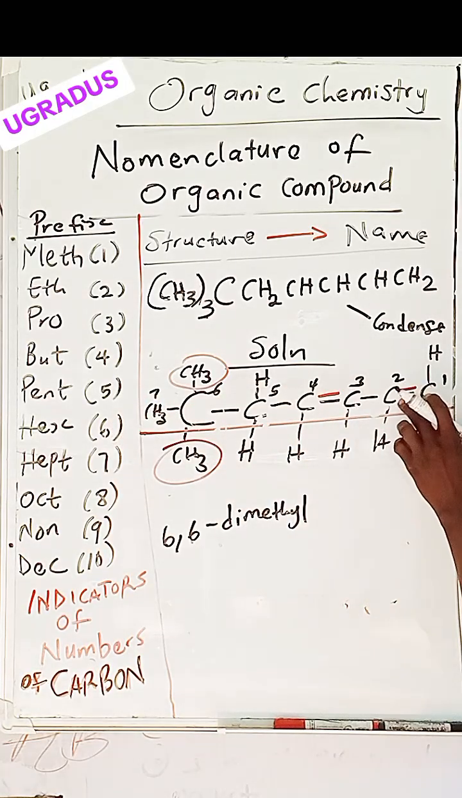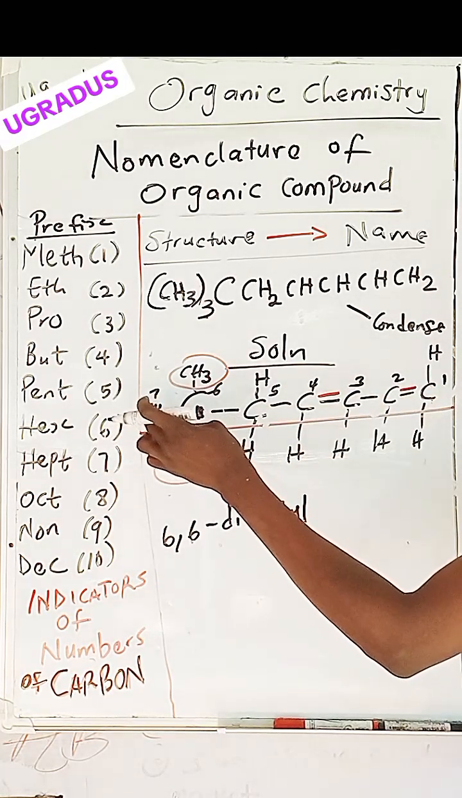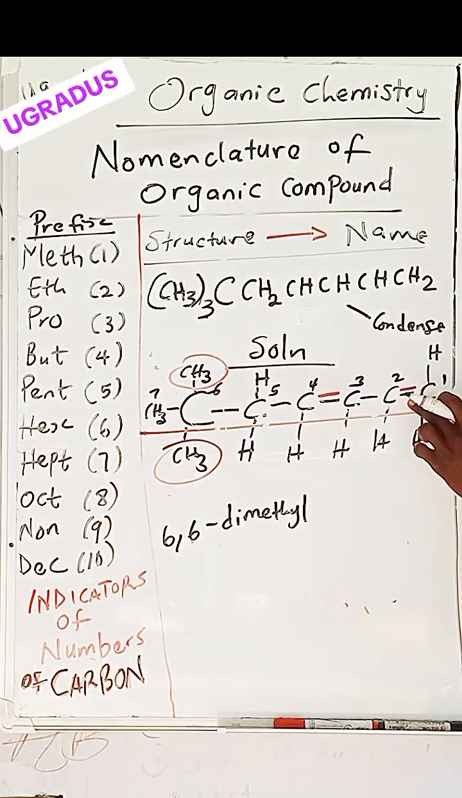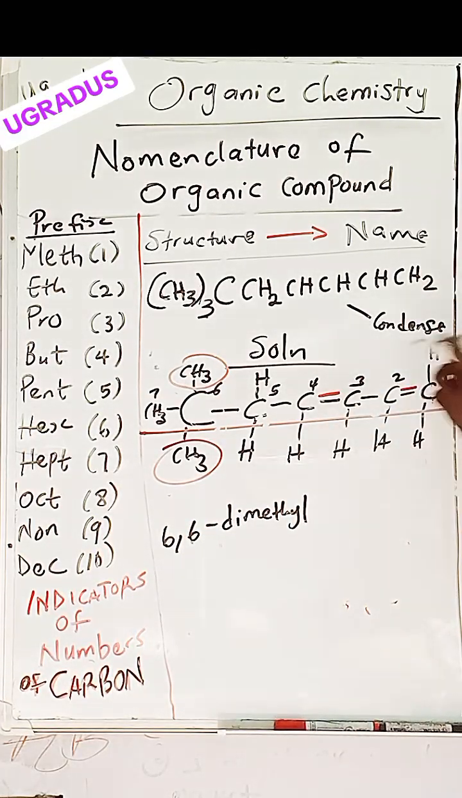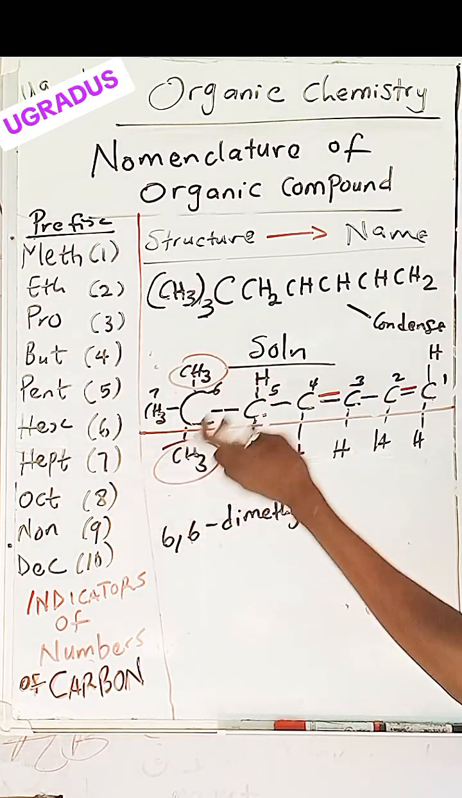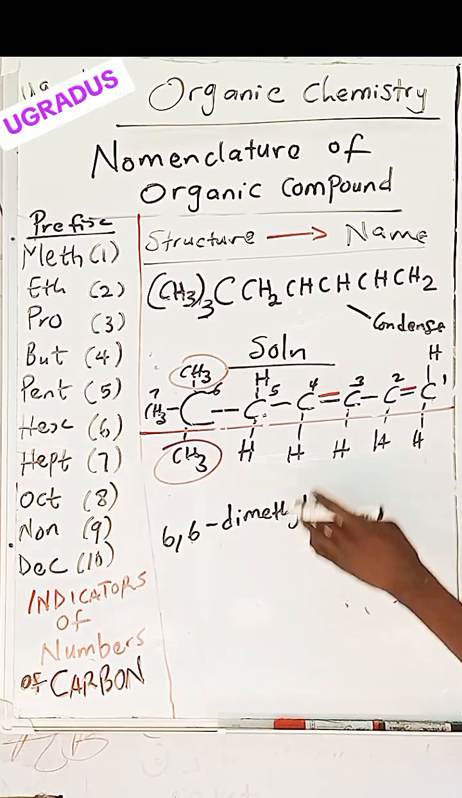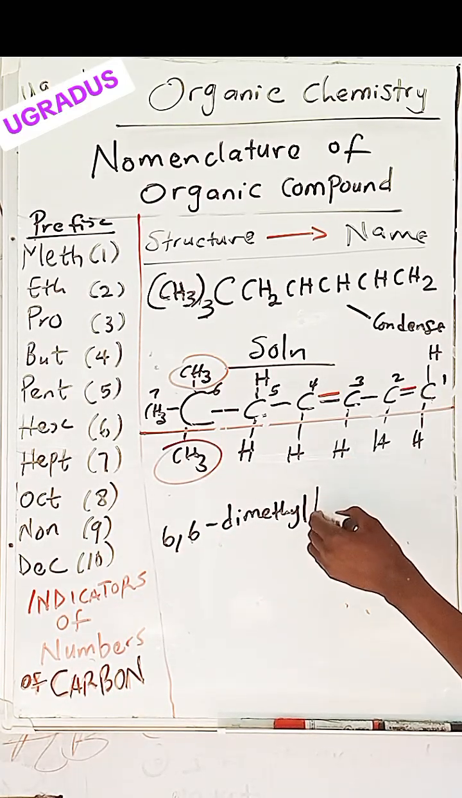If you had labeled from here, not minding the double bond, this carbon would have been 1, 2. It would now be 2, 2. That's wrong because you have to respect the double bond. While respecting the double bond, our supposed 2, 2 has now become 6, 6, and that's the most correct naming. 6,6-dimethyl.